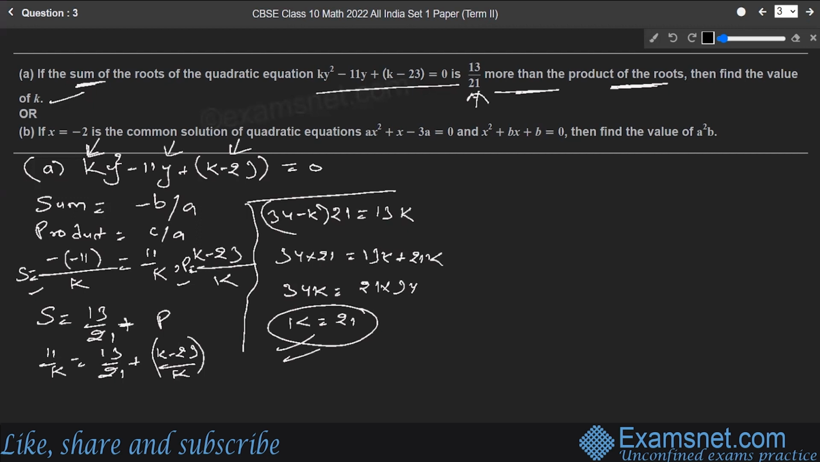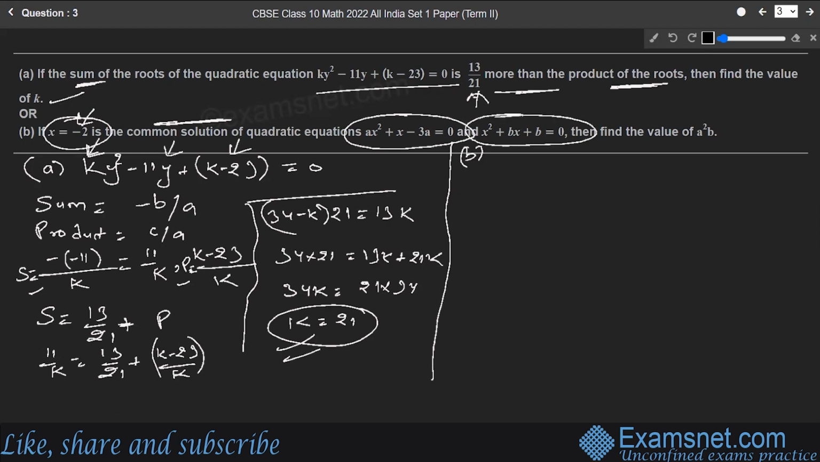Okay, let us take down the other part, that is part B. What is he saying in part B? Let us solve part B here. They are saying if x equal to minus 2 is the common solution of quadratic equations ax square plus ax minus 3a and x square plus ax bx plus b, find the value of a square b. Okay, so if x equal to minus 2 is the solution, then x equal to minus 2 should satisfy these two equations.